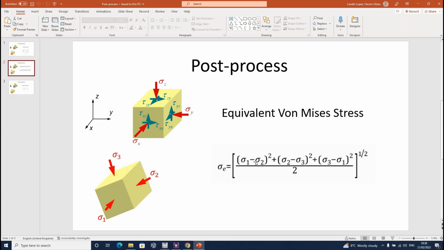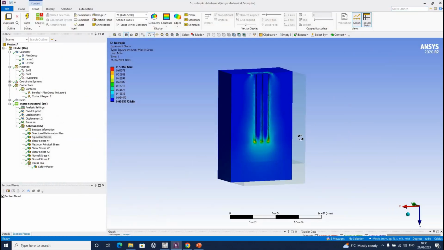So the principal stresses are the maximum, median, and minimum stresses that you find in perpendicular faces of a cube, where the shear stresses are equal to 0. So they are particular axial stresses at particular directions on the planes of an infinitesimal cube you can define at every point of the soil mass, for example. Once we understand what we are showing as a post-process, we can arrive at the right conclusion.